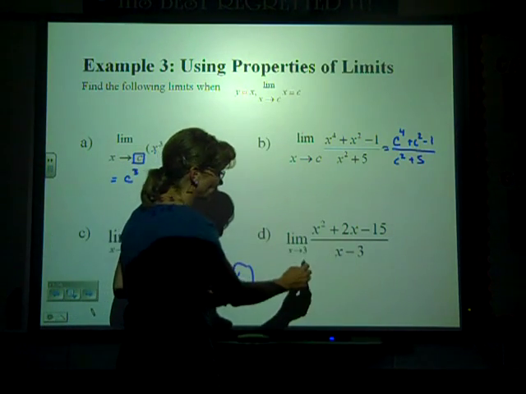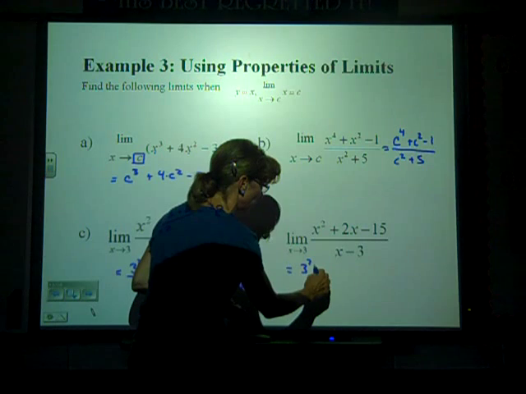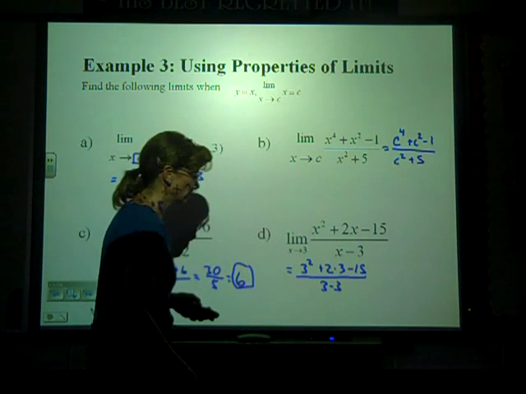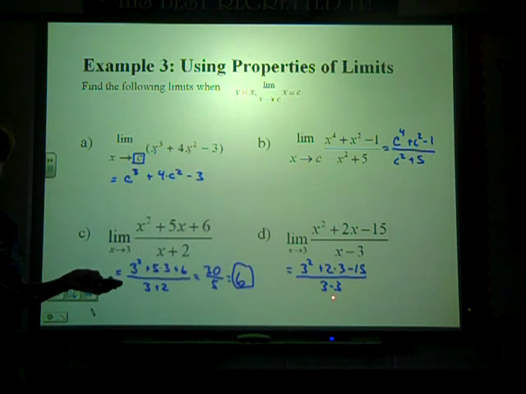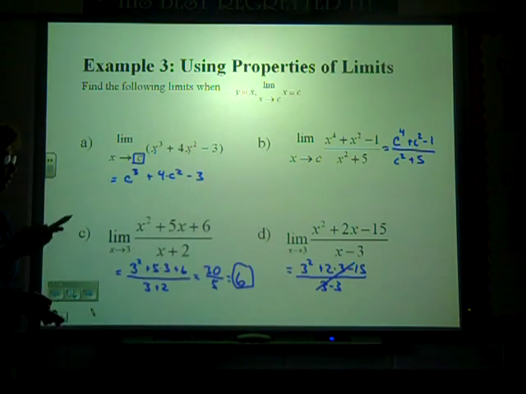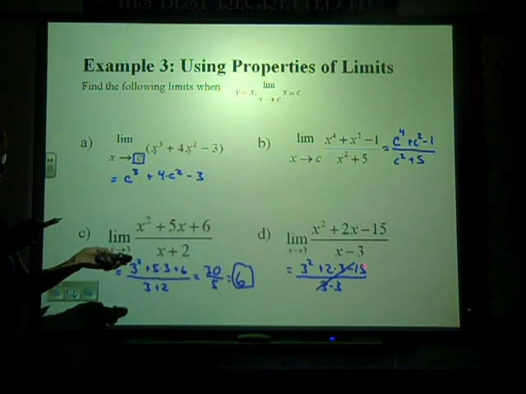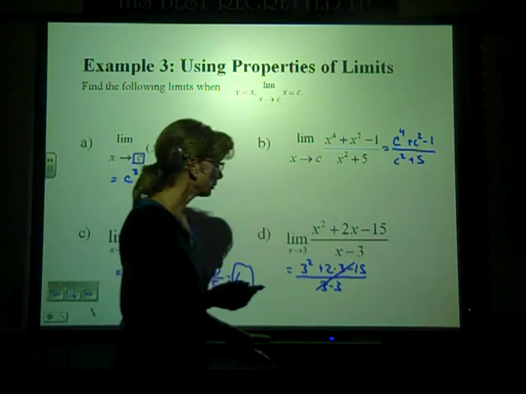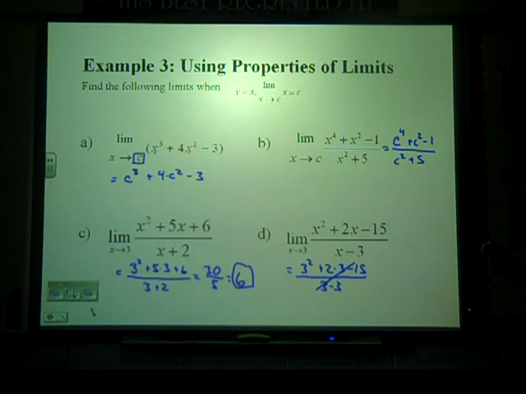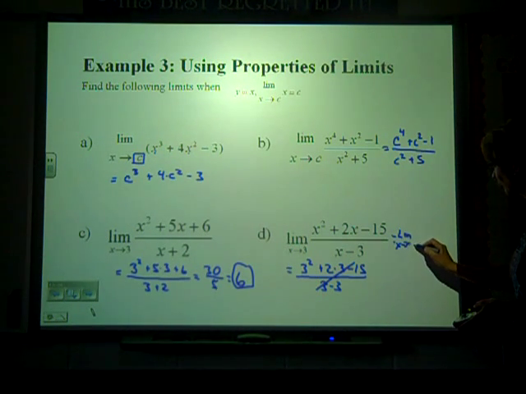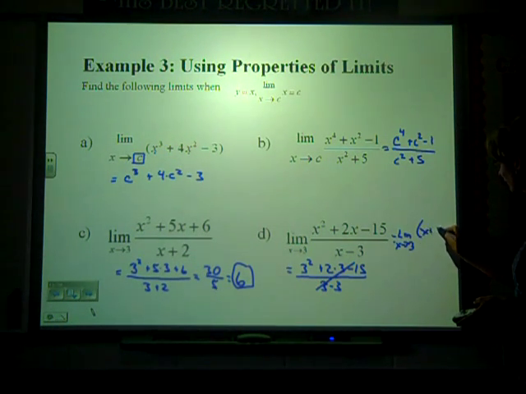Once again, limit as x approaches 3, I'm going to put in 3 squared plus 2 times 3 minus 15 all over 3 minus 3. Now we see a problem. What do we have? 3 minus 3 is 0. Can't do that. Do we have another strategy? We think about factoring here, because we can't have 0 in the denominator. We know the function's undefined here, but what does it intend to do? I'm going to factor this, and we're going to call it the limit as x approaches 3 of x plus 5 times x minus 3.